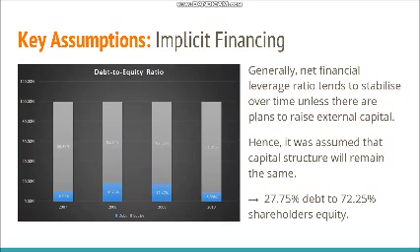Then for implicit financing, you can see from the graph that there is a low historical variance in leverage, and there is no concrete information regarding management's plans to change the firm's capital structure. Given that this net financial leverage ratio tends to stabilize over time, it was assumed that the capital structure will remain the same at 27.75% debt to 72.25% shareholders' equity.